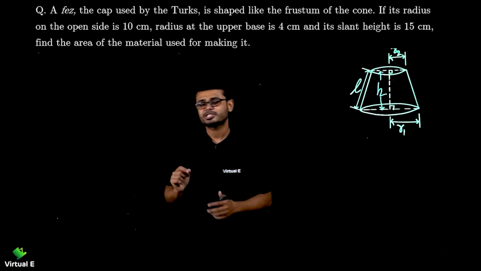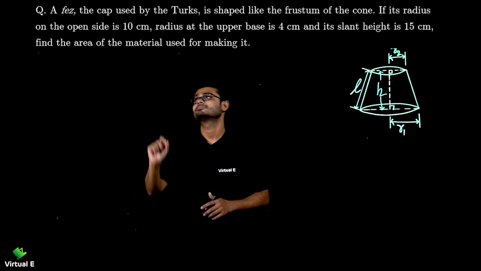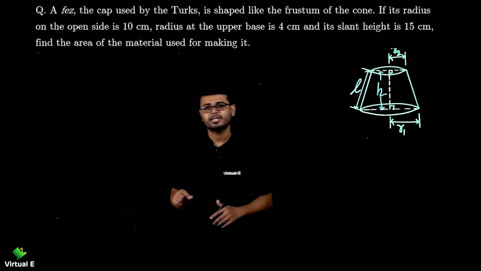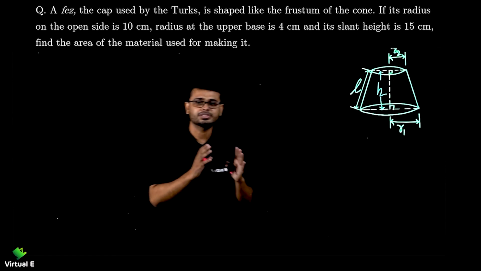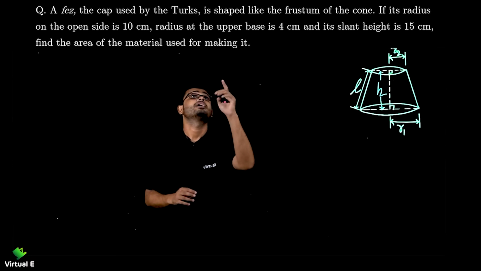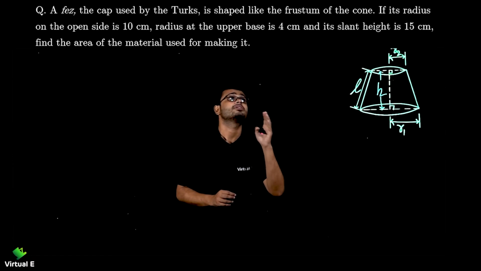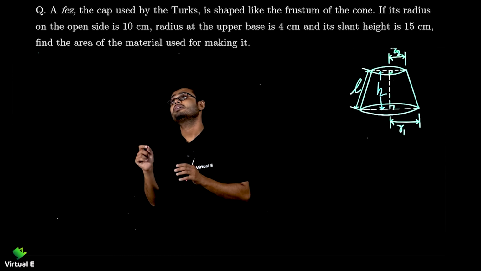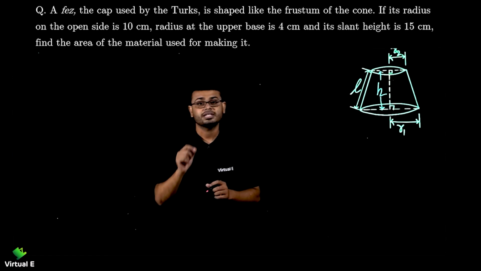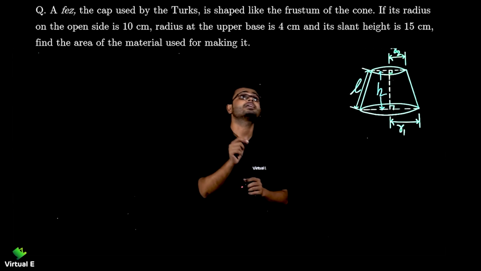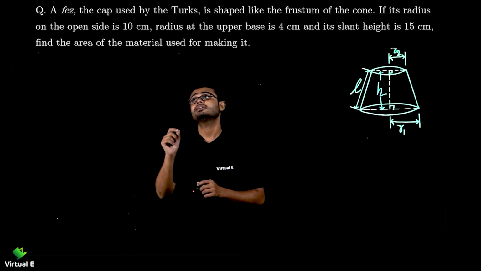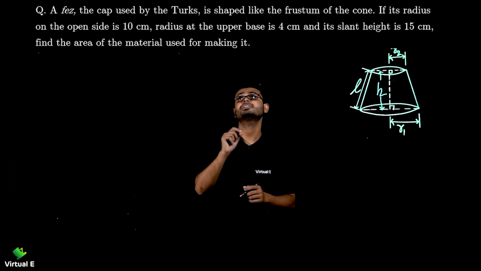Let's do some application problems for the frustum. Let's start. A fez, the cap used by the Turks. Turkish people wear a cap that is the shape of a frustum. It is shaped like the frustum of a cone. If its radius on the open side is 10 centimeter, the radius at the upper base is 4 centimeter, and its slant height is 15 centimeter.